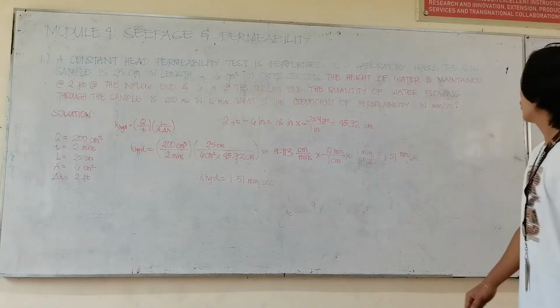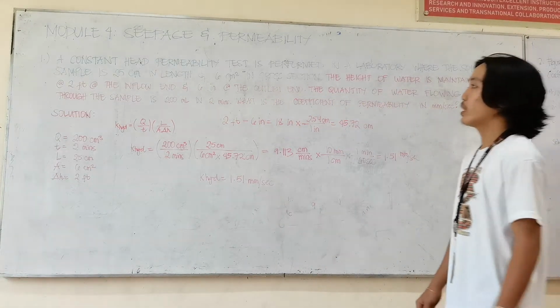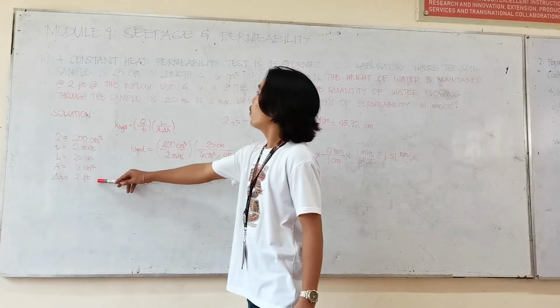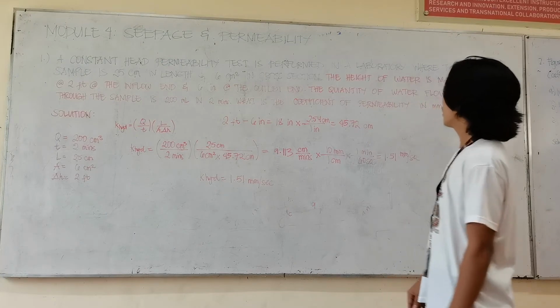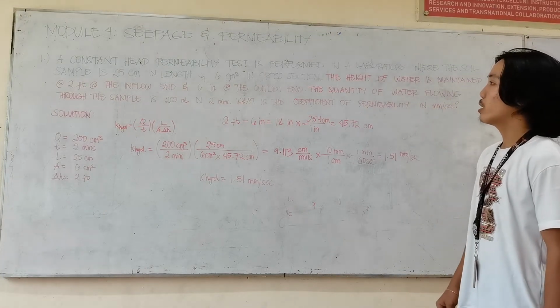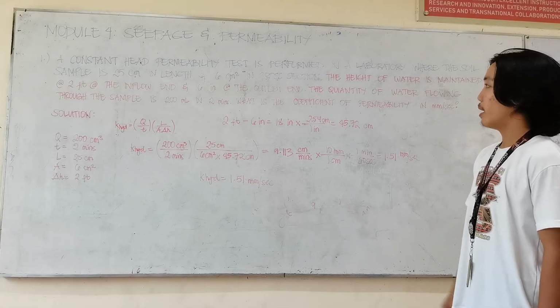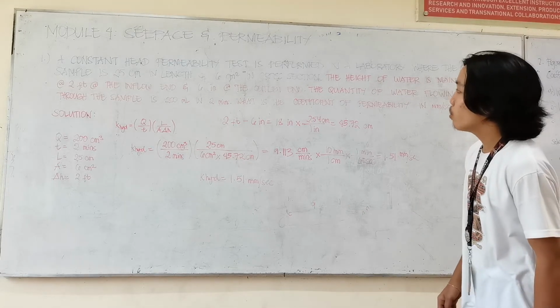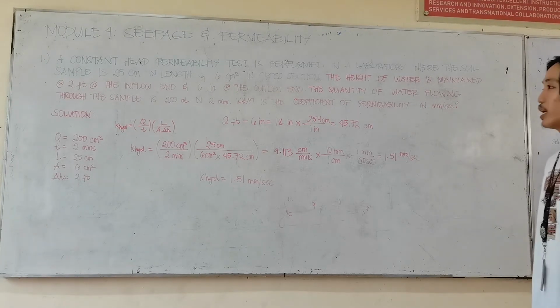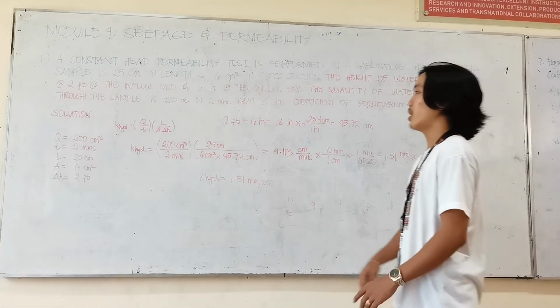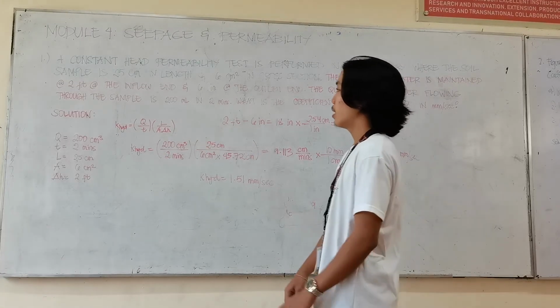Then the height of water is maintained at 2 feet at the inflow and 6 inches at the outlet end. The quantity of water flowing through the sample is 200 ml in 2 minutes. And what is the coefficient of permeability in millimeter per second? So this is what our solution would look like.